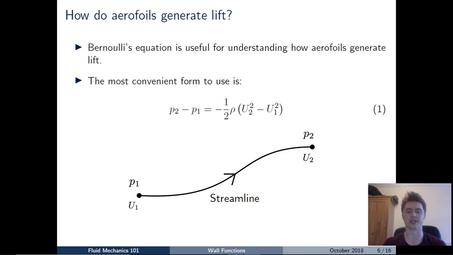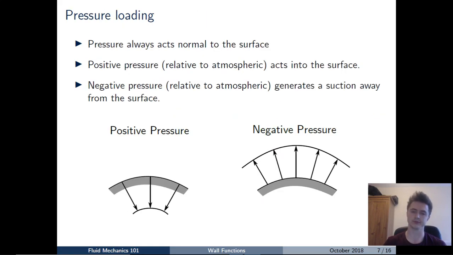And we're going to apply Bernoulli's equation along a streamline around the aerofoil to understand how the pressure distribution changes. Now, before we move on, there are a few fundamental points we need to highlight about pressure and how pressure loads act on the surface of a body. Firstly, pressure always acts normal to the surface. So if we have a complex shape, such as an aerofoil or another 3D body, then the local pressure always acts normal to the local surface of the object, as you can see from the diagrams below.